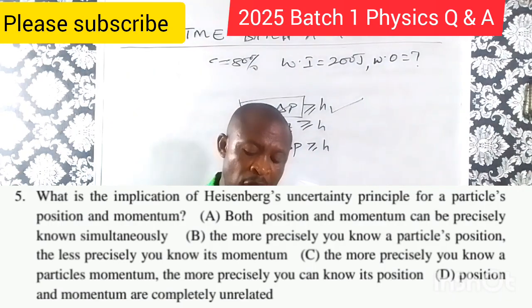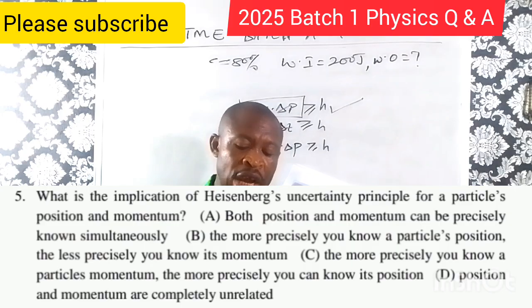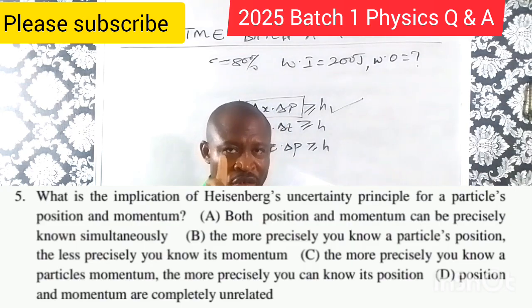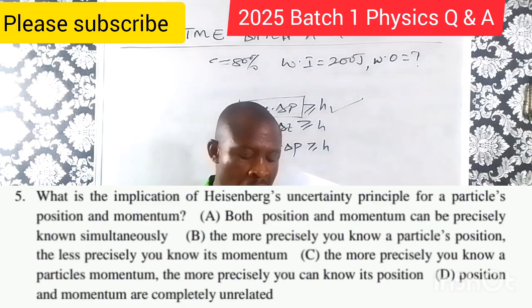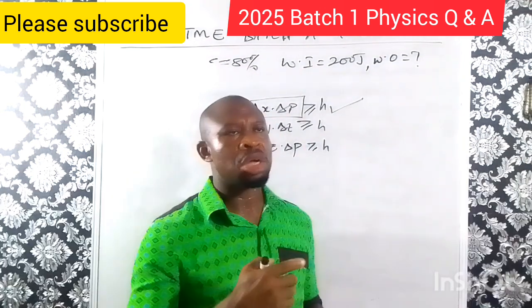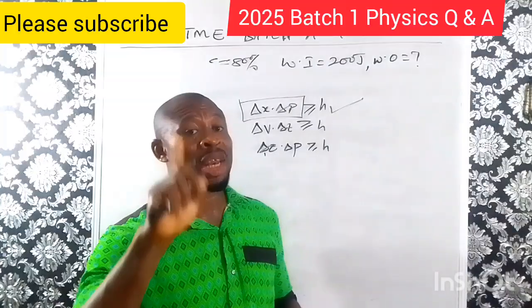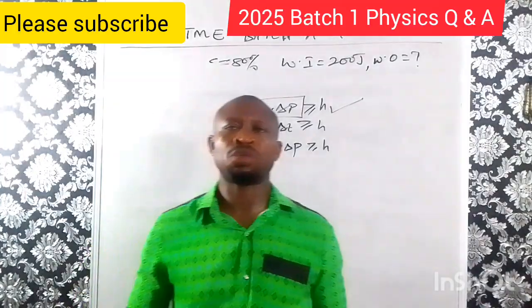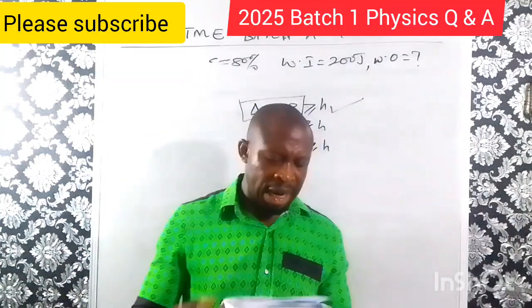Now, C says, the more precisely you know a particle's momentum, the more precisely, no, that means you can know the two at the same time. No. D says that position and momentum are completely unrelated. No. So the option is option B. Now, we move to the next one.